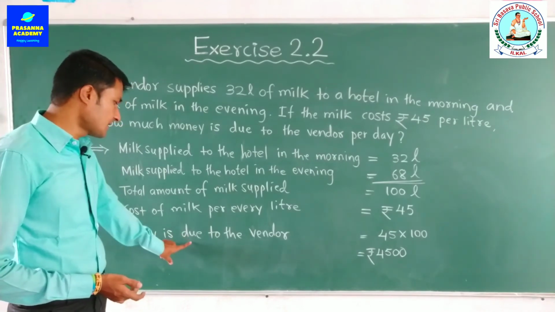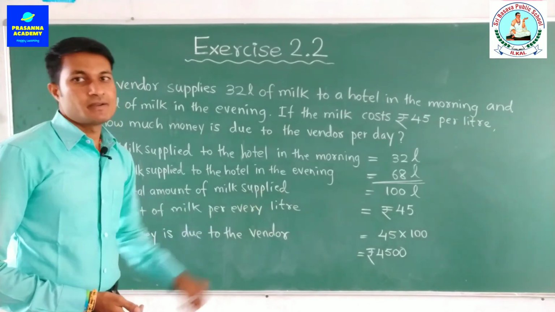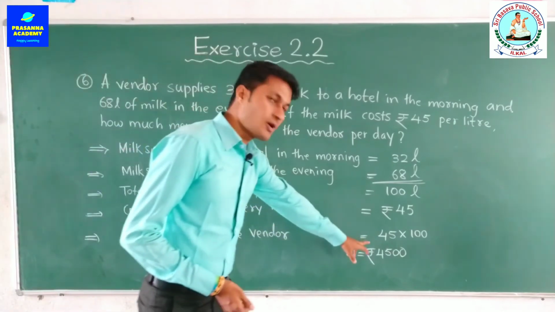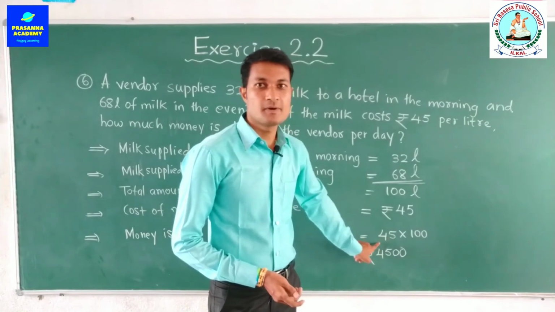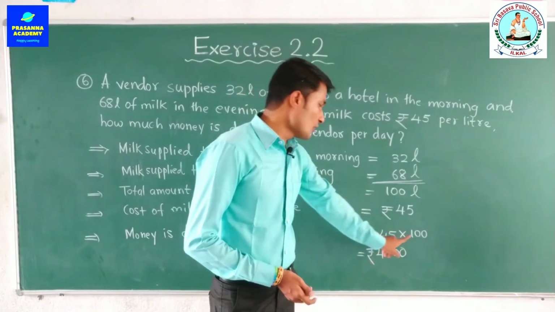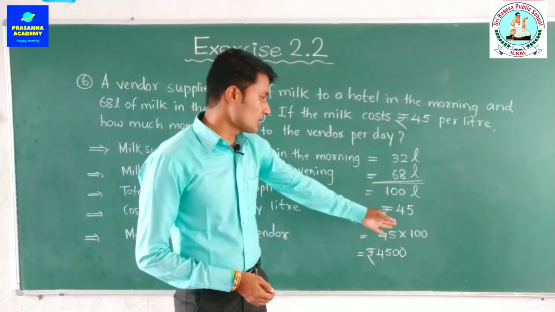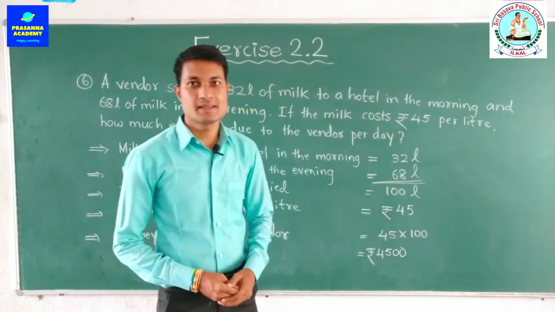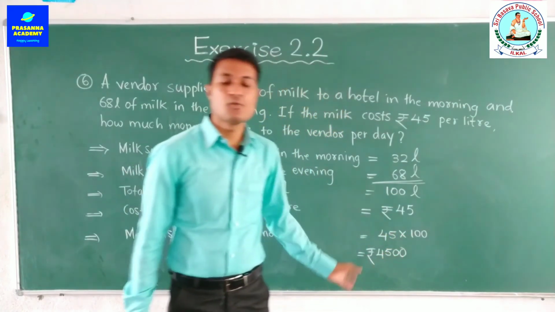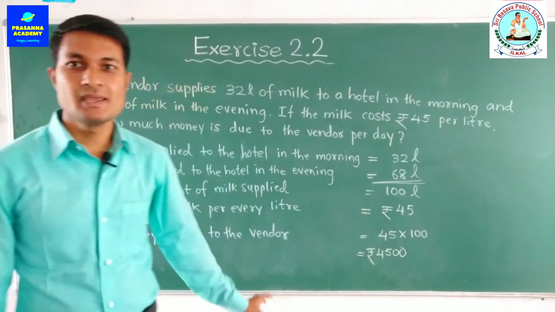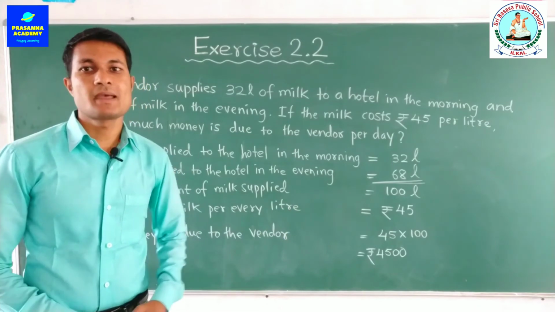So money which is expected or money which is to be received by the vendor from that hotel, if you want to find out that, just multiply the cost of milk per every liter, that is 45, with the total quantity of milk that he has already supplied, that is 100 liter. So when you multiply these two, you will find that 4,500 is the money which is expected by the milk supplier and which is to be given by the hotel.